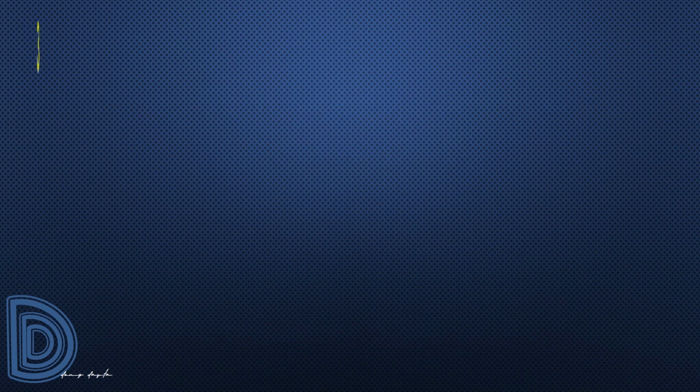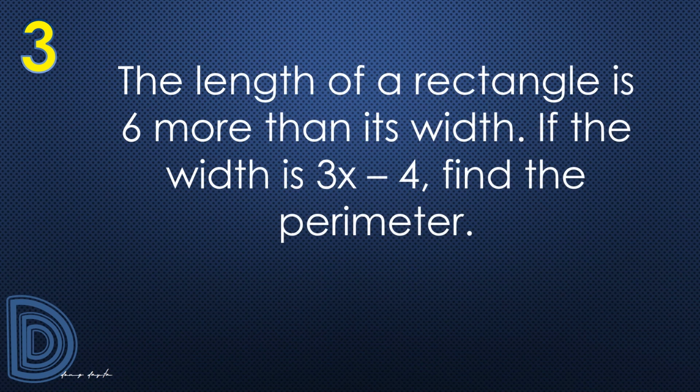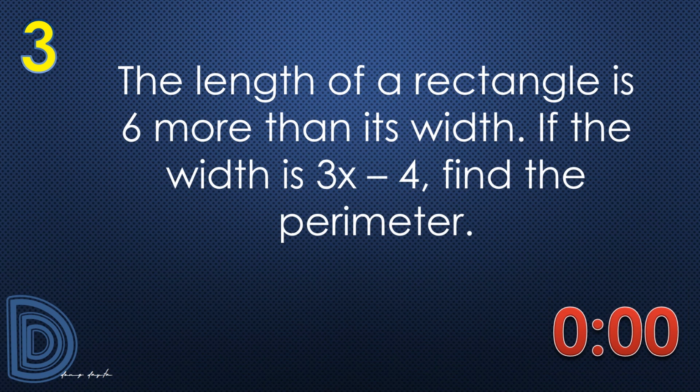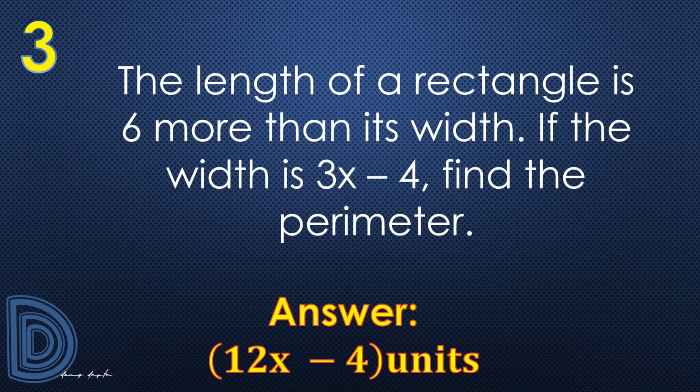Question number 3. The length of a rectangle is 6 more than its width. If the width is 3x minus 4, find the perimeter. Go. Time is up. The answer is 12x minus 4 units.